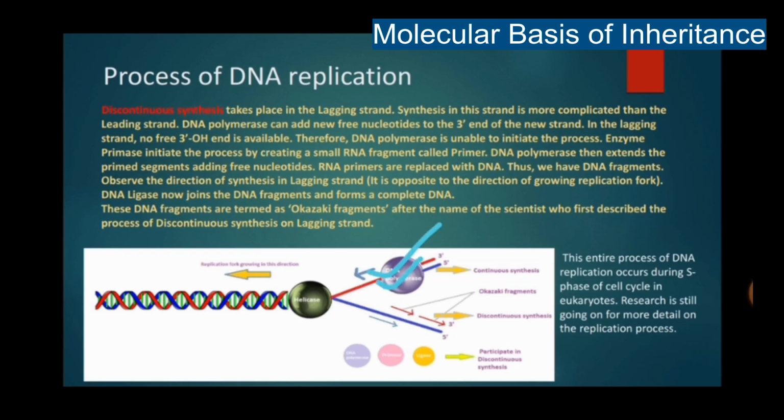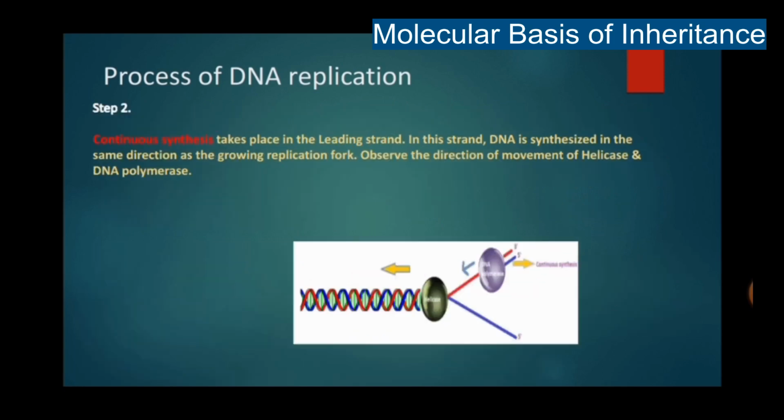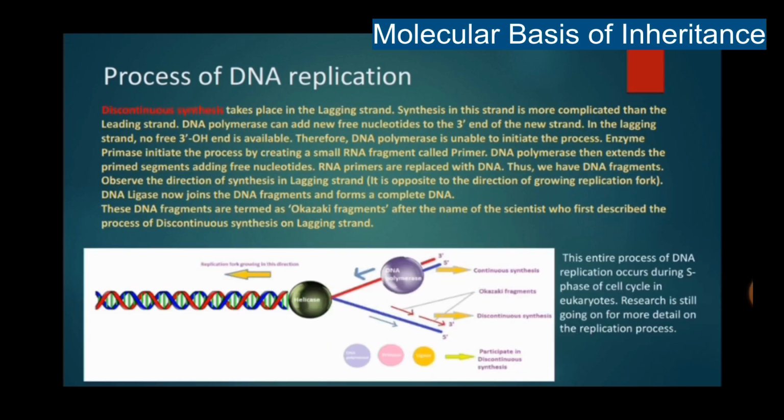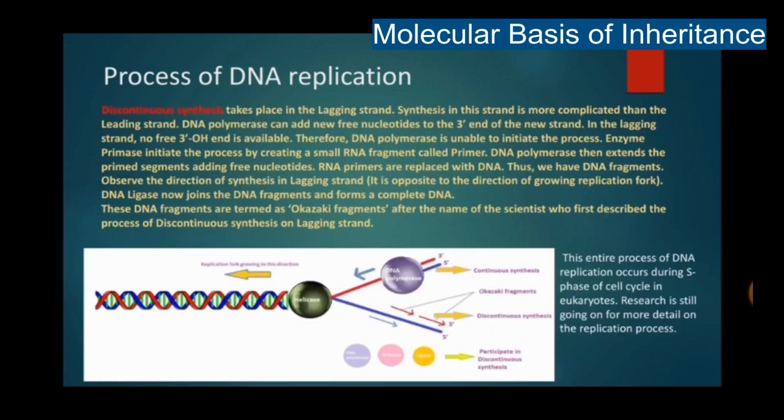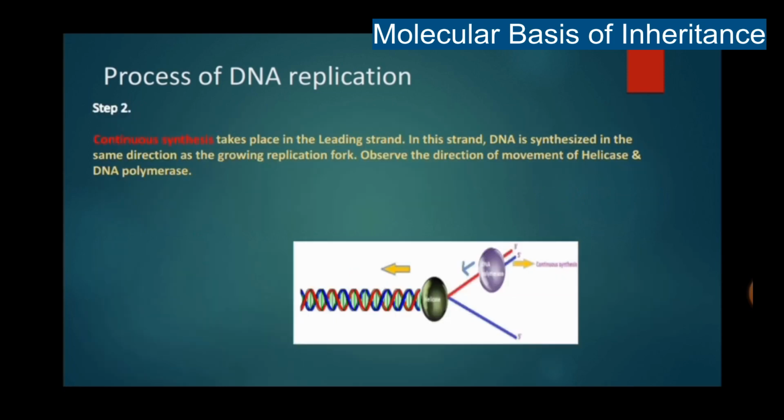So here we will talk about two types of synthesis. अब यहाँ पे हम two type के synthesis की बात करेंगे. One is known as continuous synthesis and the other one is the discontinuous synthesis. So the strand where continuous synthesis takes place is known as the leading strand. जिस स्ट्रैंड पे कंटिन्यूअस सिंथेसिस हो रहा है, somewhat here, right? वो कहलाता है लीडिंग स्ट्रैंड और जिस स्ट्रैंड पर डिसकंटिन्यूअस सिंथेसिस होता है वो स्ट्रैंड कहलाता है लैगिंग स्ट्रैंड, right?